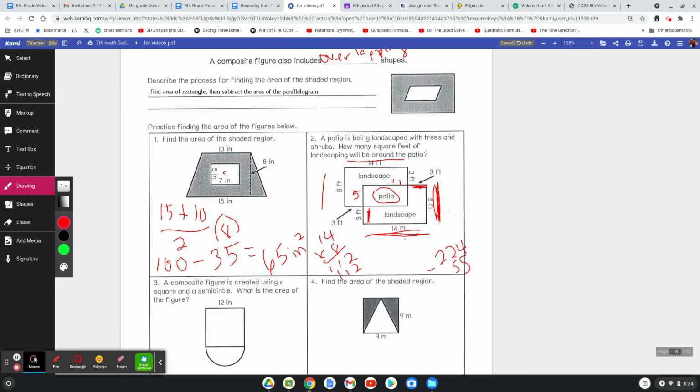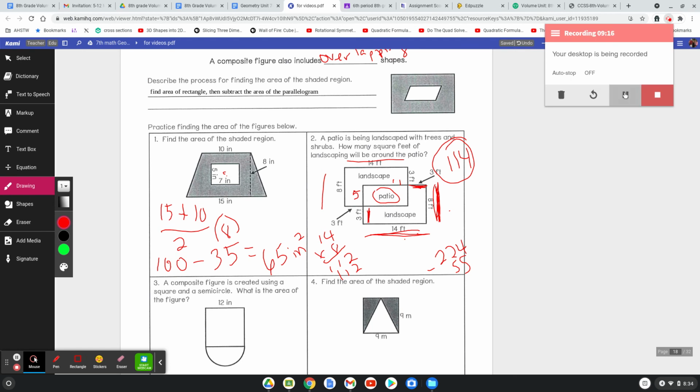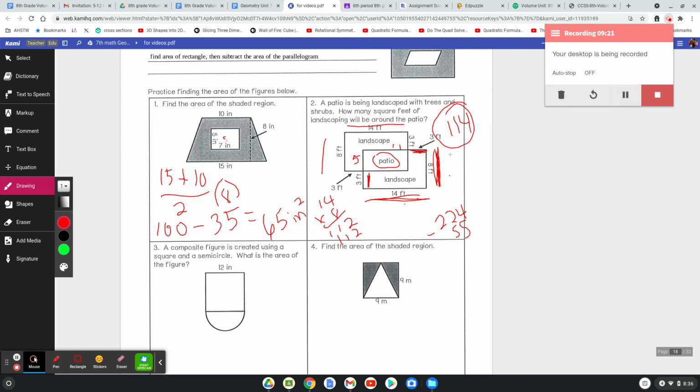Well, the answer key said be around the patio. The answer key says 114. So what did I do wrong? I'm going to pause it and think about it. Okay, I have figured out what I did wrong. And I kind of suspected this. When I did the 2 different landscapes, the 8 by 14, I basically counted this area twice.